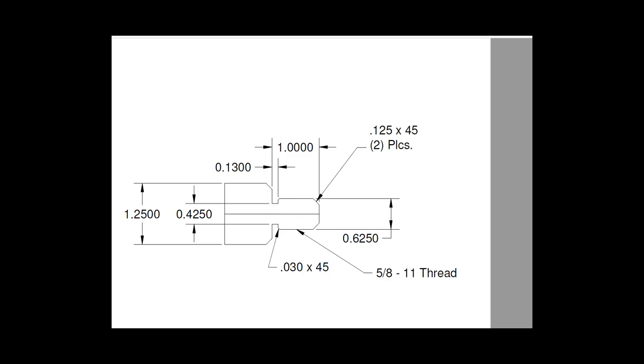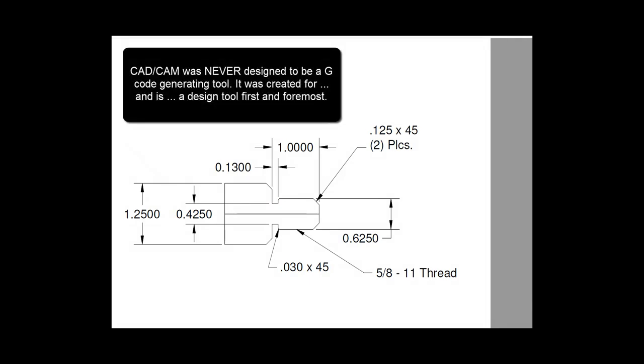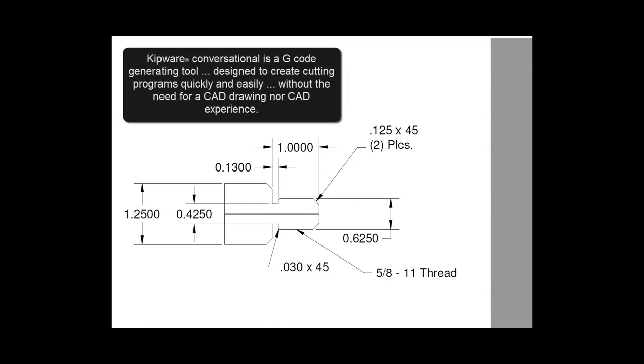As we go through the video, you'll see that CAD-CAM is basically a design tool. First and foremost, it requires a CAD drawing to create even the simplest program. Kipware Conversational is a G-code generating tool. It's designed to get the shop floor to the G-code, to the machine, to start machining the part, without the use or the need for a CAD drawing.